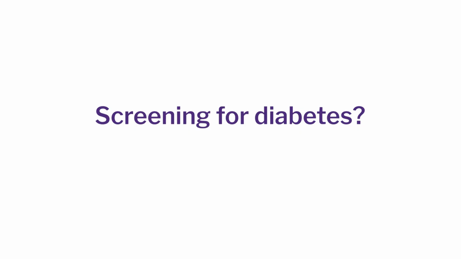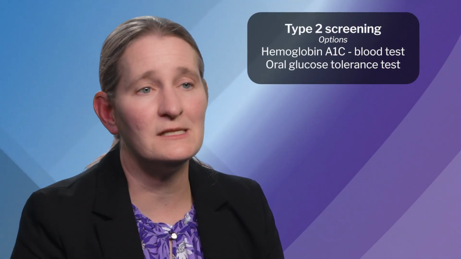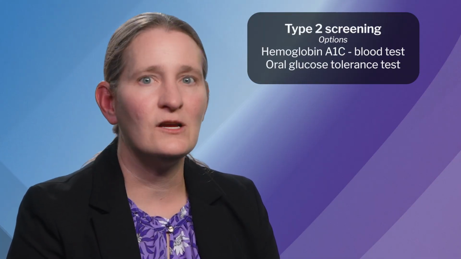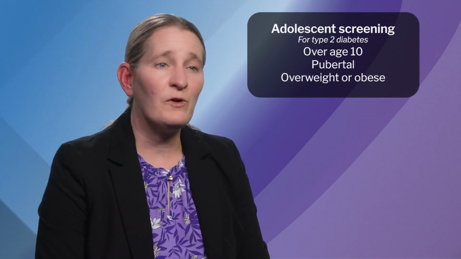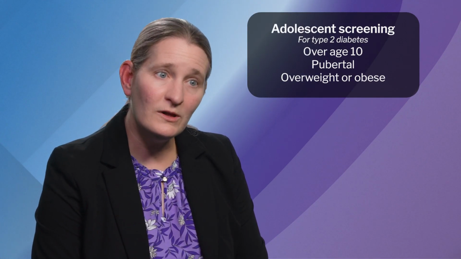Between the ages of 35 and 70, anybody with obesity should be screened for type 2 diabetes. That screening can be done in multiple ways. It can be done with a hemoglobin A1C, which is a simple blood test, or it can be done through an oral glucose tolerance test, or with just a random blood sugar. For the adolescent population, we recommend screening for type 2 diabetes if they're over 10 or pubertal, if they're overweight or obese, and they have a second risk factor.